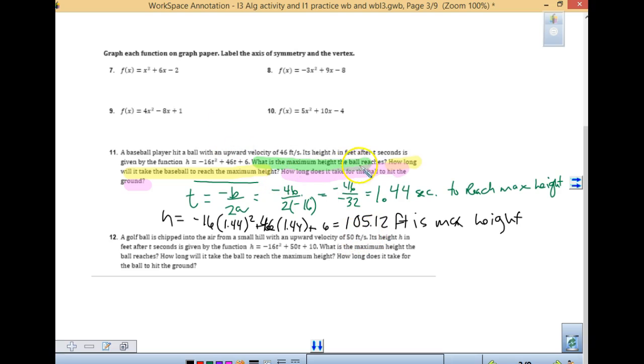But then it says, how long does it take to hit the ground? And this is what I want you to picture. You hit the ball, okay? So you hit the ball, and it's going up. And then over here is your ground where it hits, right? So this is your maximum height at 1.44 seconds and 105 feet. 105 feet is right? I was about to check it.